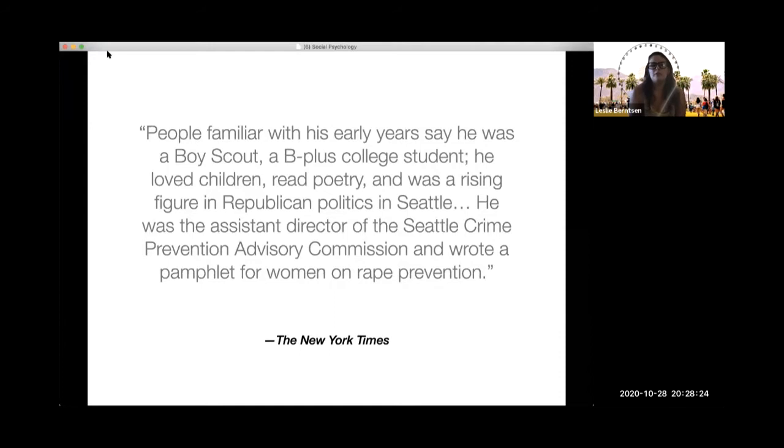People familiar with his early years say he was a Boy Scout, a B+ college student. He loved children, read poetry, and was a rising figure in Republican politics in Seattle. He was the assistant director of the Seattle Crime Prevention Advisory Commission and wrote a pamphlet for women on rape prevention. Like, thanks, dude, I guess.